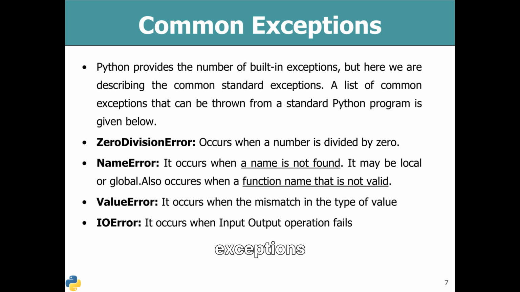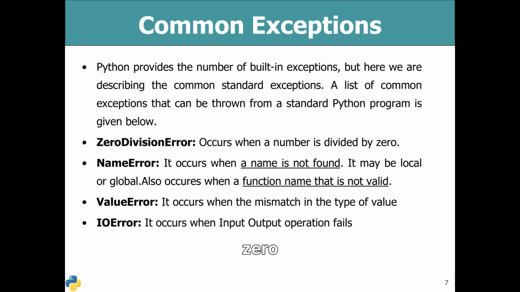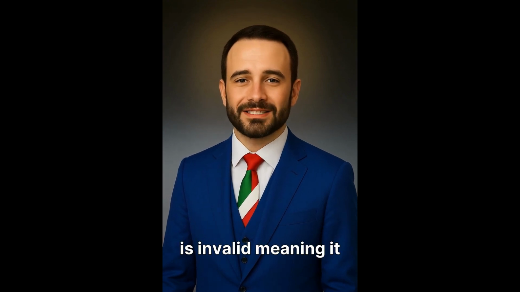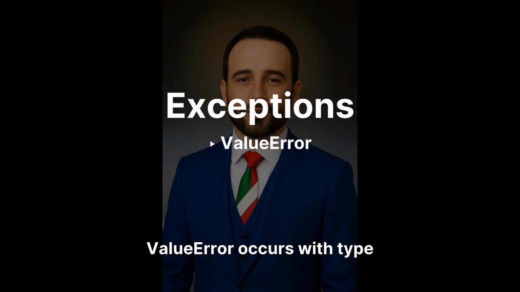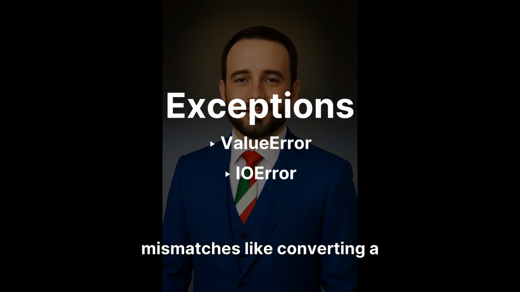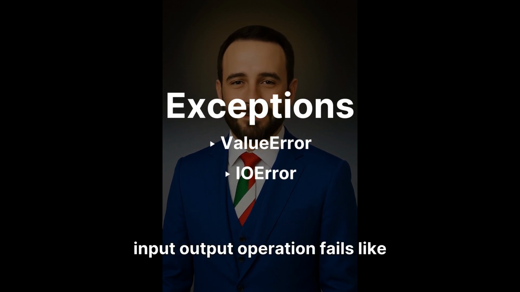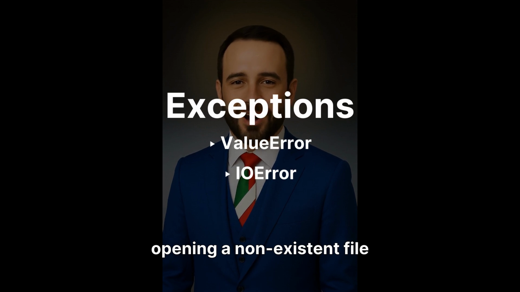Let's look at common exceptions. Zero division error occurs when you attempt to divide by zero. Name error happens when a name is not found or a function name is invalid, meaning it hasn't been defined. Value error occurs with type mismatches, like converting a non-numeric string to an integer. IO error happens when an input-output operation fails, like opening a non-existent file.